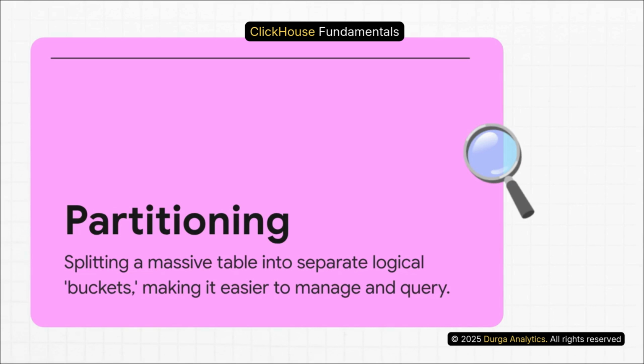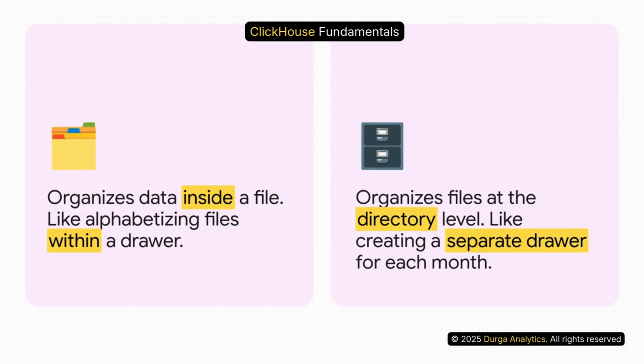So, partitioning is our solution to this chaos. It's like we bring in a giant digital filing cabinet. We take that one massive table and we physically split it into smaller, much more manageable chunks. We call these chunks partitions, and each one acts like a perfectly labeled drawer in our cabinet, say one for January, one for February, and so on.